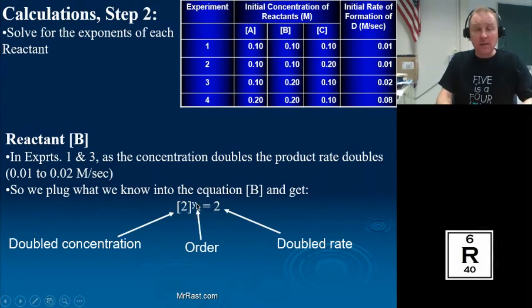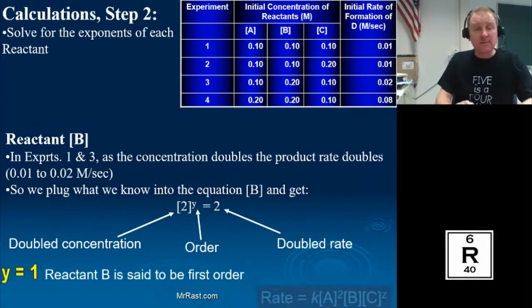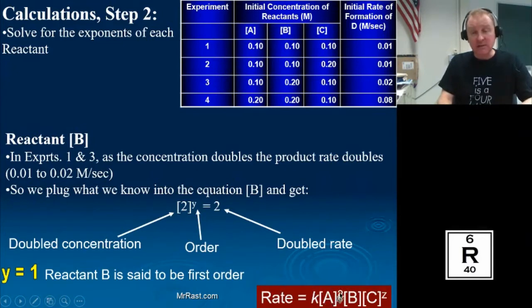So 2 to what power is 2? Not too hard. 2 to the first power is 2. This means that B is a first order reactant. So our rate law is starting to form here. Rate equals K times A squared times B. Let's figure out the order of C now.